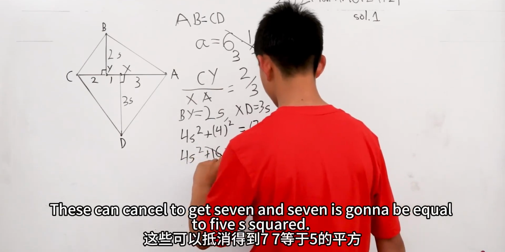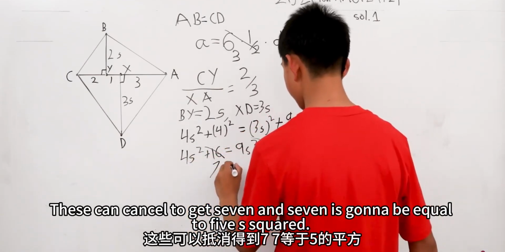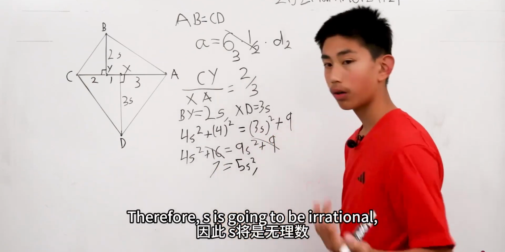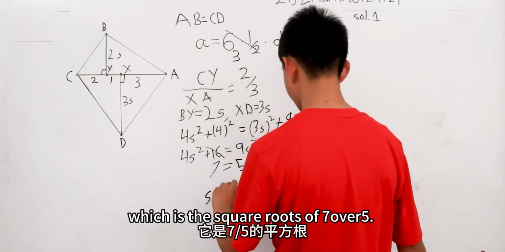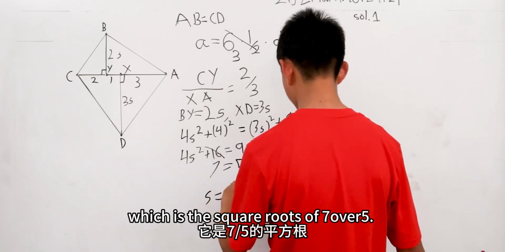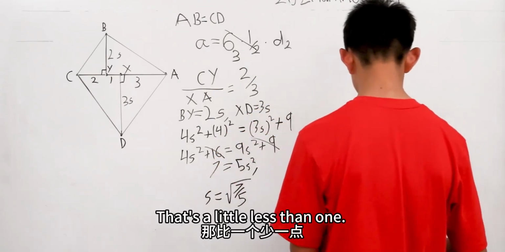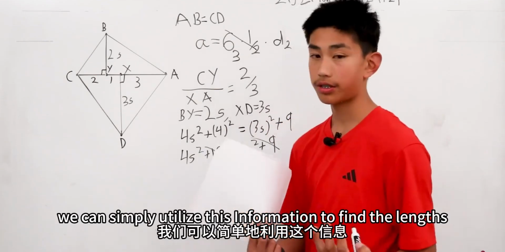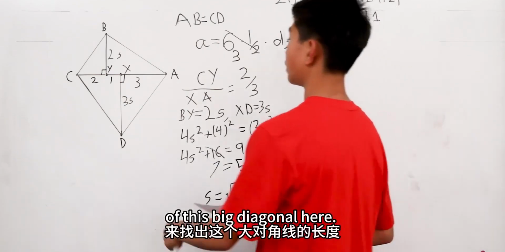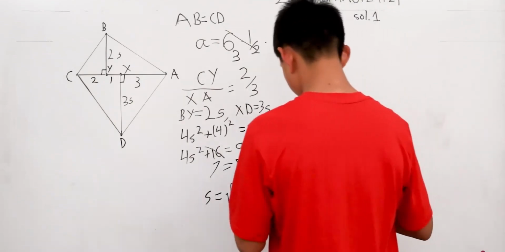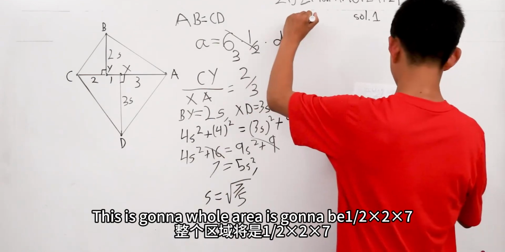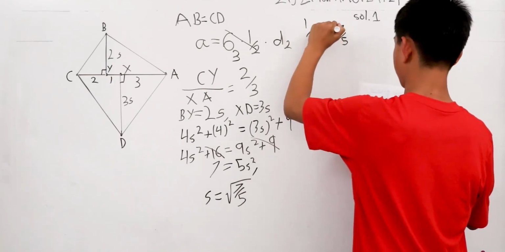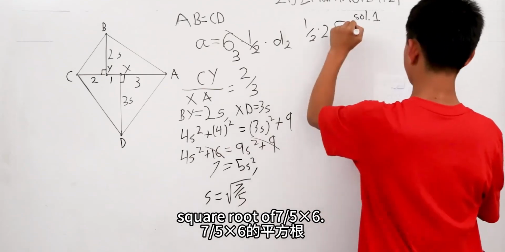These can cancel to get 7, and 7 is going to be equal to 5s squared. Therefore, s is irrational, which is the square root of 7 over 5. And that's a little less than 1. So now that we have that, we can utilize this information to find the lengths of this big diagonal here. So the whole area is going to be 1/2 times 2 times the square root of 7/5 times 6.